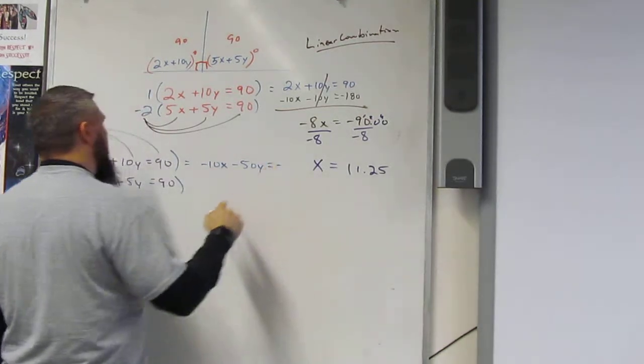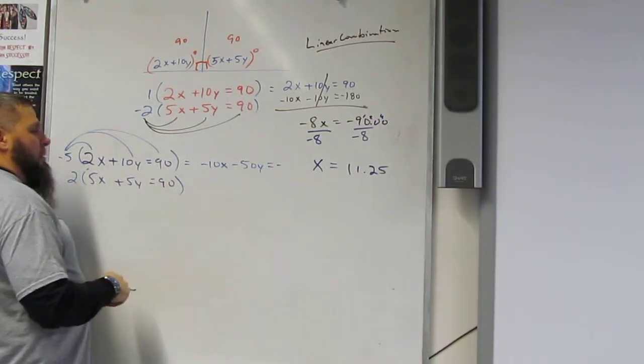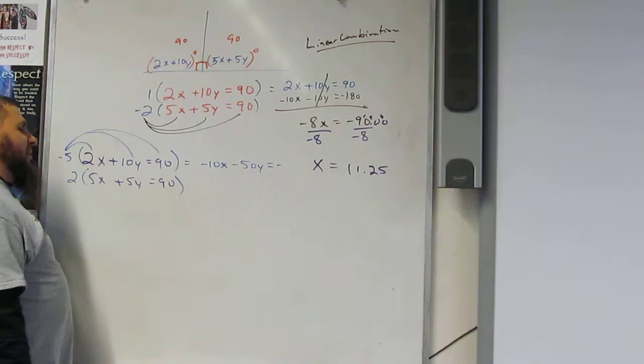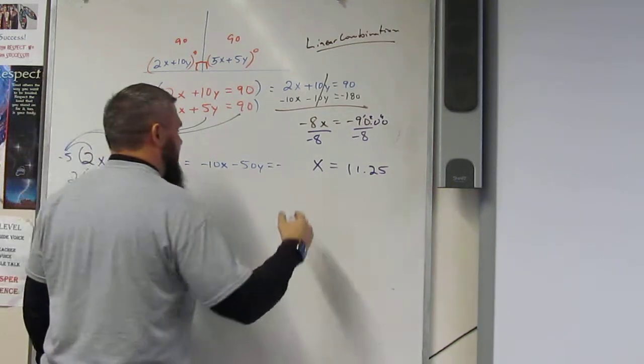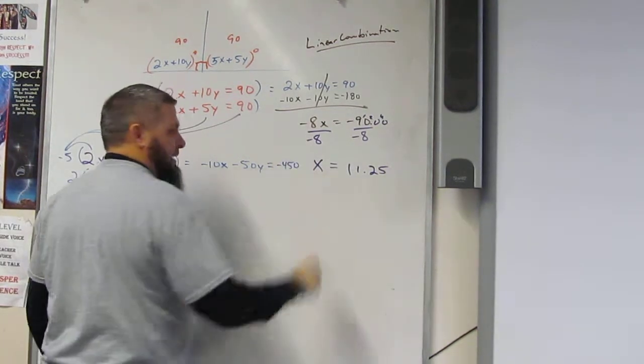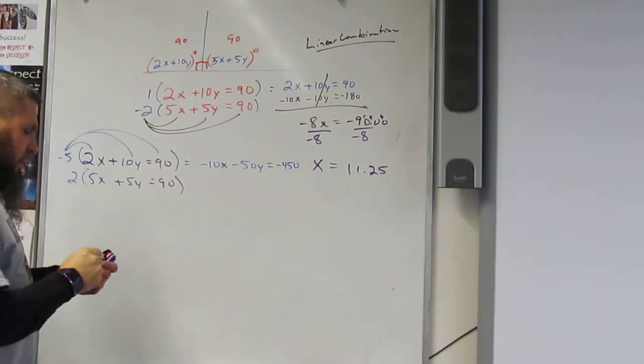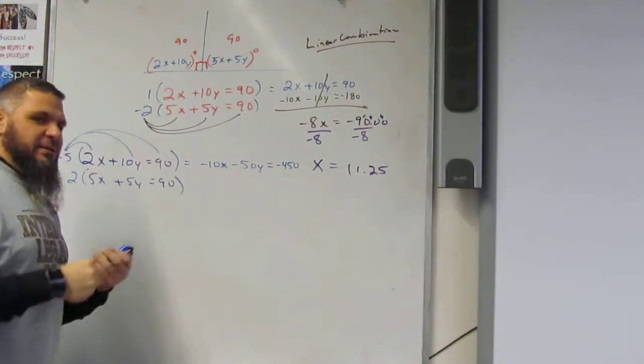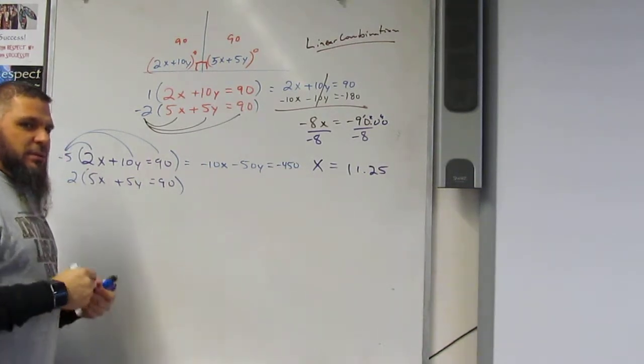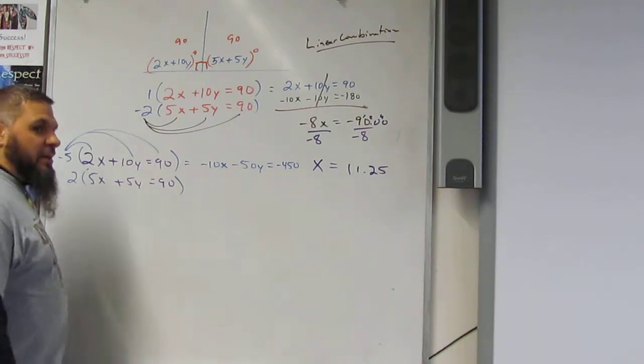negative 450. What's 9 times 5? 45. Add 0. 450. Okay, back to 6th grade. Boom. Gotcha. Kind of like that.